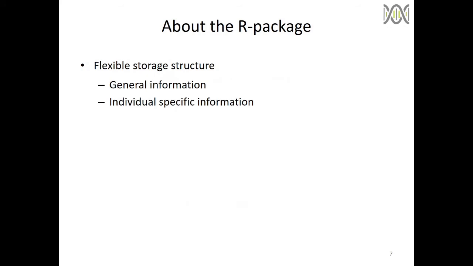When it comes to the R package, we have quite a flexible structure that contains two parts. For one, we have some general information, like the position of each marker in Morgan and those kinds of things. And on the other hand, we have individual specific information. So for each individual, we are storing its phenotype, its underlying genomic value, what its parents were, and points of recombination, mutation, and so on to derive haplotypes and genotypes on the fly.